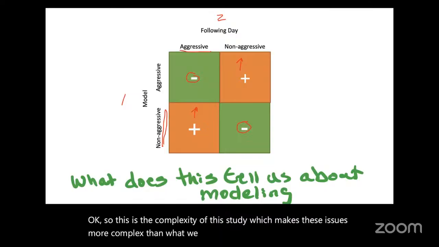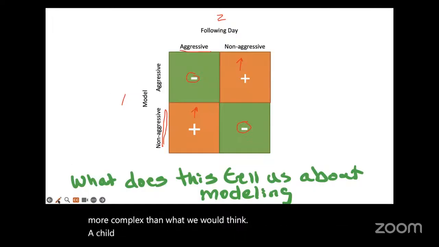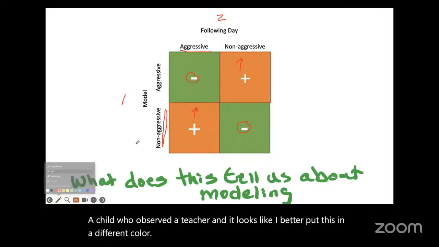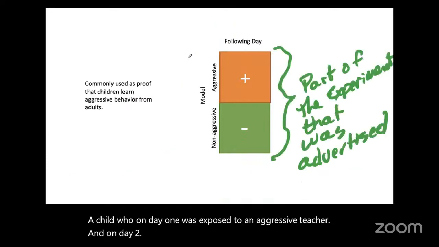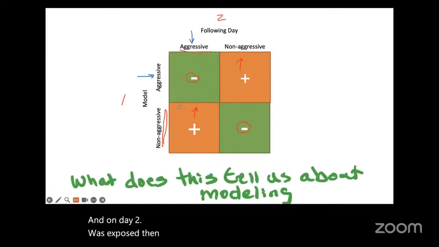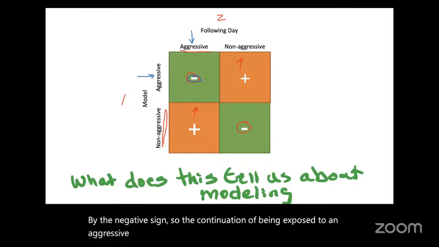A child who observed a teacher, and it looks like I better put this in a different color. A child who on day one was exposed to an aggressive teacher, and on day two was exposed again to another aggressive teacher, was not or less aggressive, by the negative sign. So the continuation of being exposed to an aggressive teacher resulted in non-aggressive behavior. Okay.